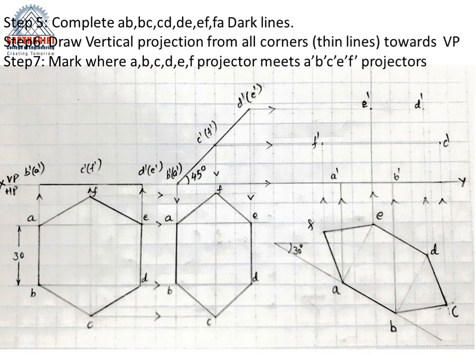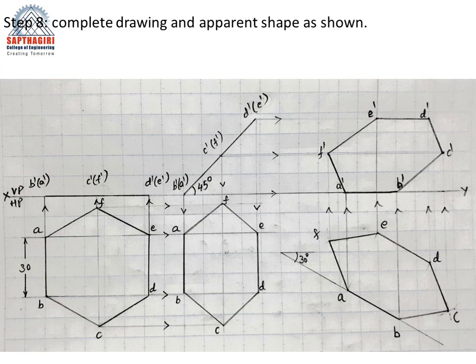As the second position is shifted to the third position, name the points A, B, C, D, E and F. From A draw a vertical projector till it meets the A dash projector from the front view. Similarly from B draw a vertical projector which meets the B dash projector. Identify the location, similarly C to C dash, D to D dash, and E to E dash. Identify the sixth position, join and complete the front view as seen.